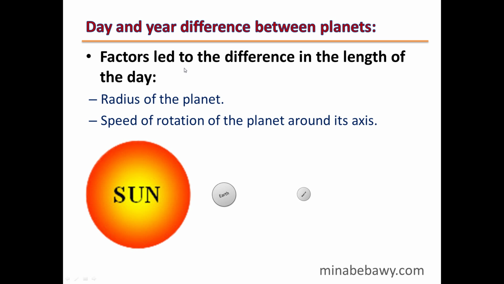Factors that led to the difference between the length of the day of different planets. The first one is the radius of the planet. As the radius of the planet increases, the length of the day on it increases. The second factor is speed of rotation. As the speed of rotation of the planet around its axis increases, the length of its day decreases.